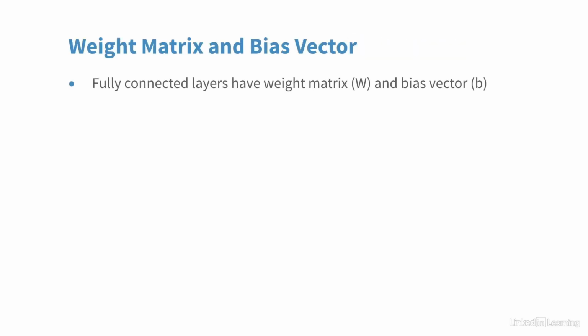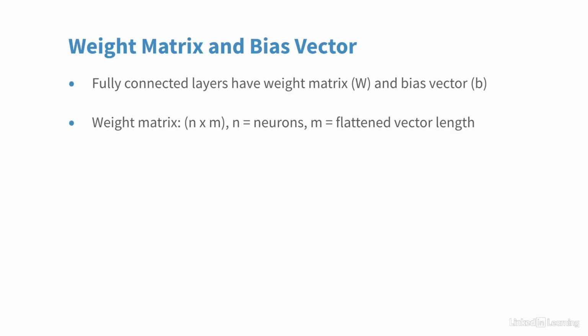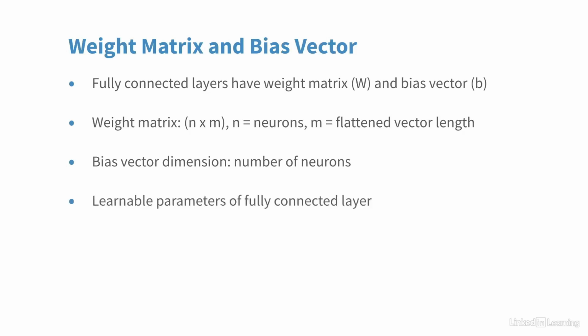Each fully connected layer has a weight matrix W and a bias vector B. The weight matrix has a dimension n by m, where n is the number of neurons in the current layer and m is the length of the flattened vector. The bias vector has a dimension equal to the number of neurons in the current layer. These weights and biases are the learnable parameters of the fully connected layer.